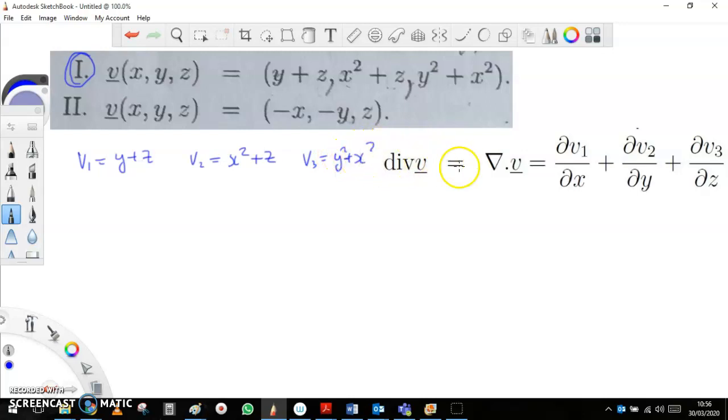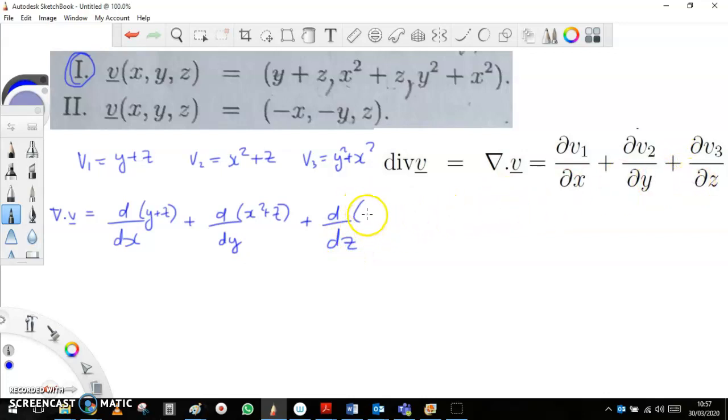Then we're going to apply this formula from the back of the exam paper. So div, this is our symbol for div. Div of vector v is going to be the derivative of the first one there, y plus z, with respect to x, plus the derivative with respect to y of the second bit there, x squared plus z, plus the derivative with respect to z, d dz, there you see it from the formula, of the third bit, y squared plus x squared.